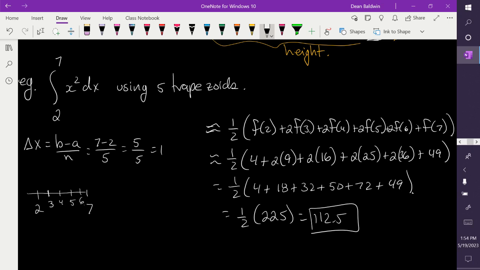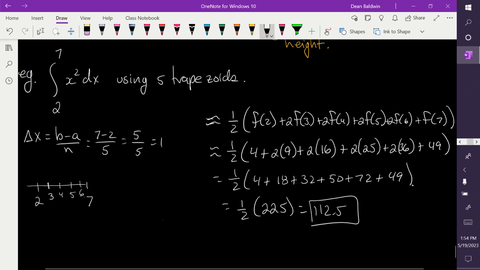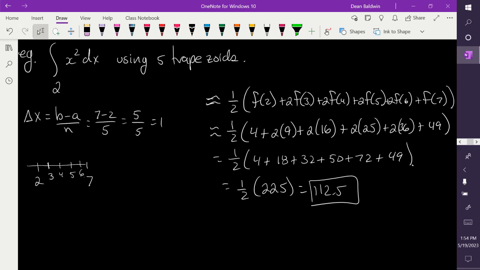112.5? Does everybody agree with that? Yep. Okay. So that's the approximation using 5 trapezoids. Let's see what the actual answer is and see how close we actually get.